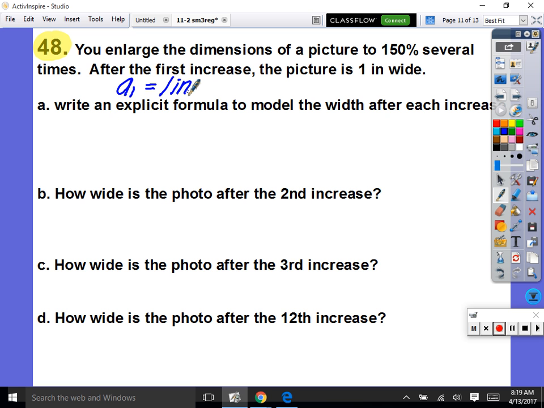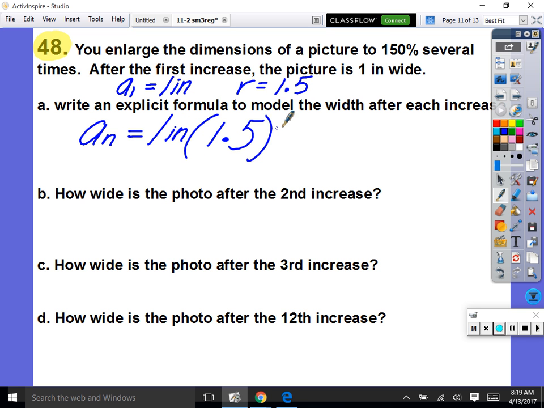So now we're going to write an explicit formula, a sub n, and our ratio is a percent in this one, but we need to write it as a decimal, correct? Like when we're doing math, if I said find 60% of this, you wouldn't type in 60%, you would type in 0.60. So does everybody understand, whenever you're doing a percent in math, you have to use decimals. So what would that be as a decimal, anyone? Good, 1.5, 100% of its worth plus 50% more. So a sub n is equal to a sub 1, which is 1 inch, times 1.5 raised to the n minus 1.